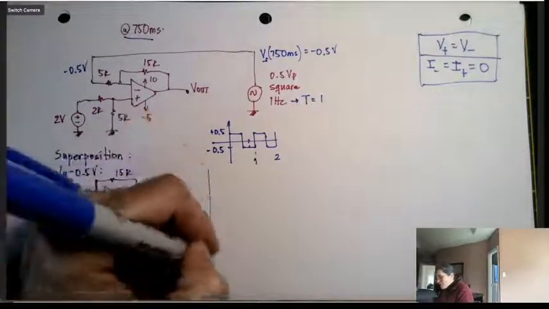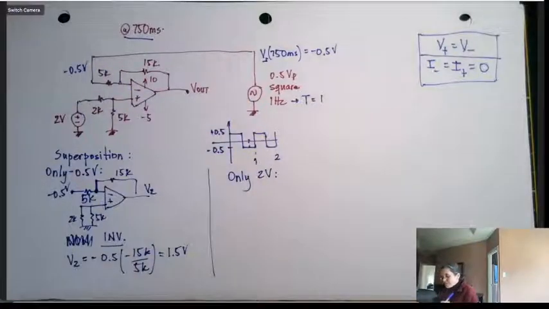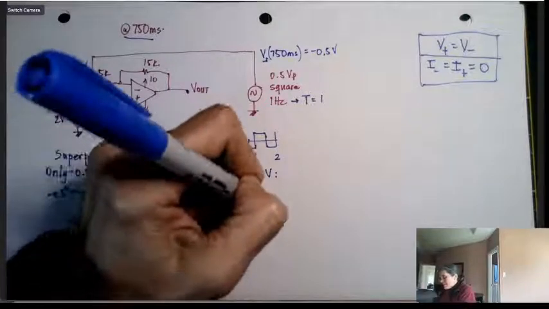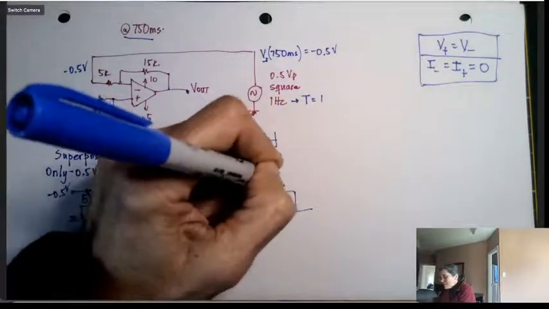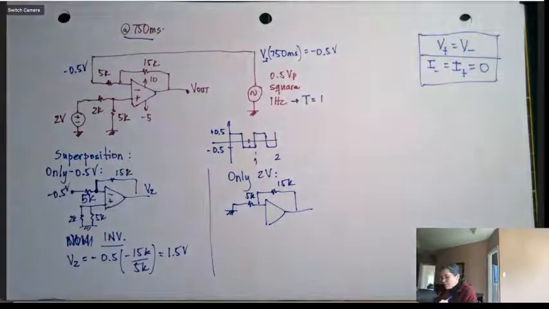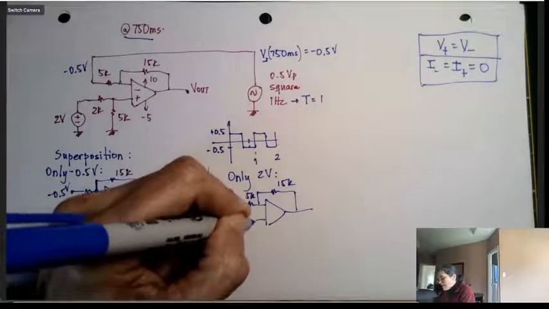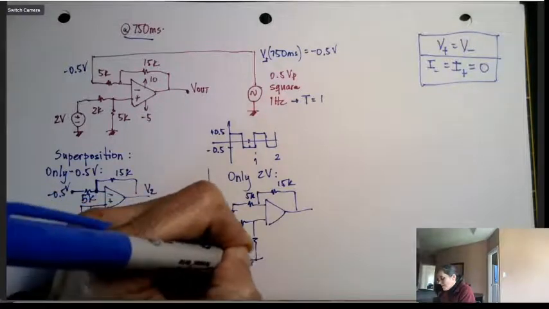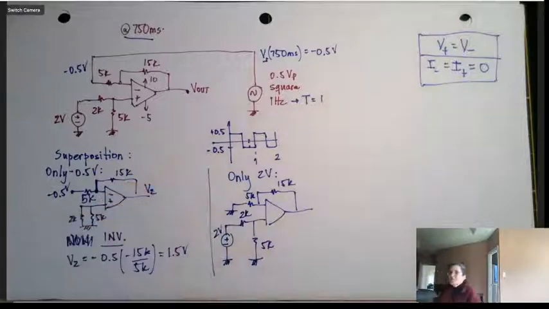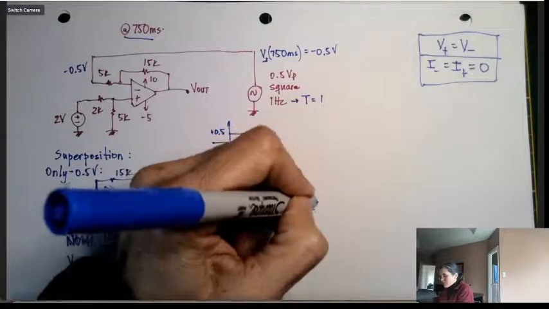And now only the 2 volts. Now I'm going to zero the minus half, and I'm going to leave everything else in. 15K, 5K. This guy goes to 0. And I'm going to leave the 2 volts in, with the 5K and the 2K. So now these 2 volts, plus and minus, and I'm going to call this V3.